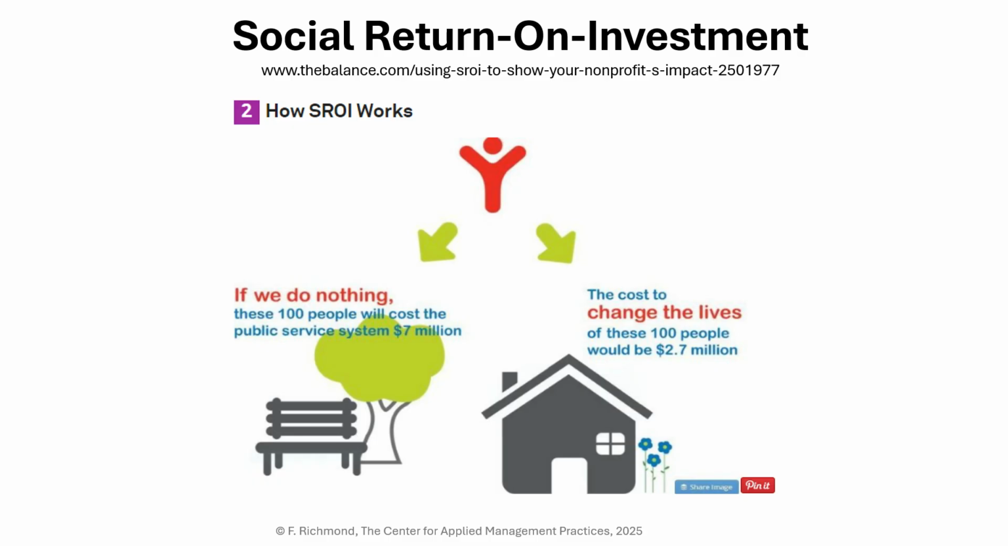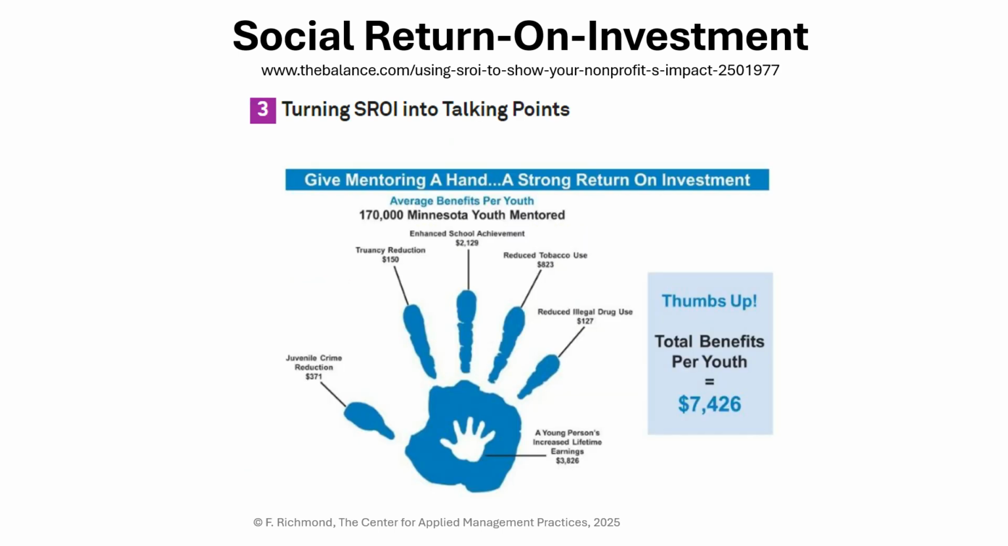So in their model, again, you can see there's a website there to go to. The cost to change these lives is $2.7 million. So what they're saying in their model is that our $2.7 million essentially addressed a $7 million deficiency. So it was a good investment to invest in us. All right, here's another one.